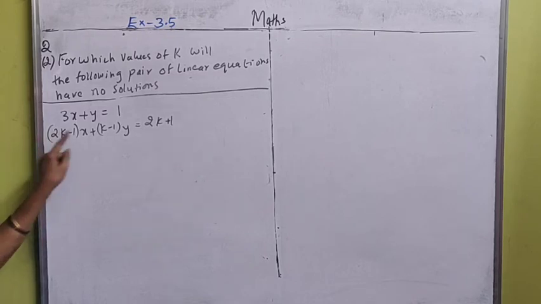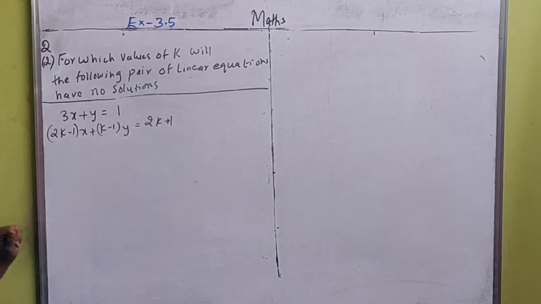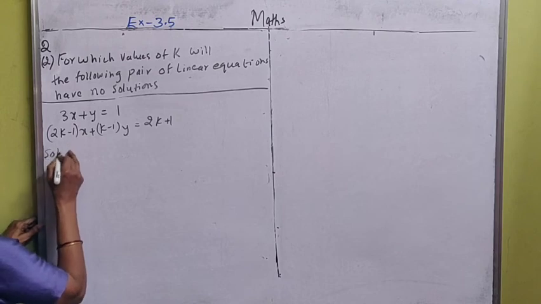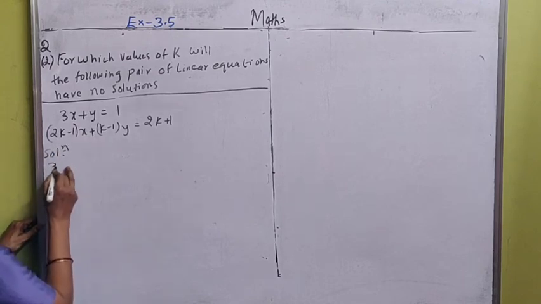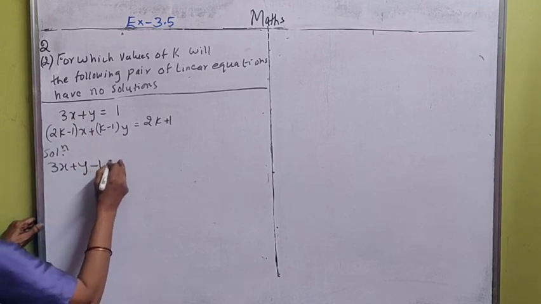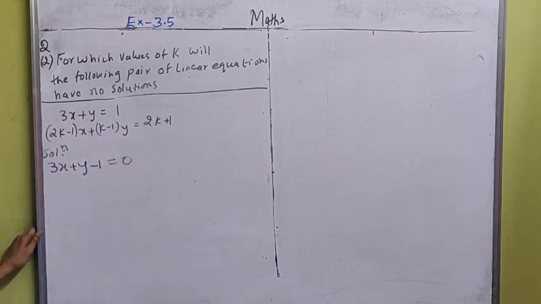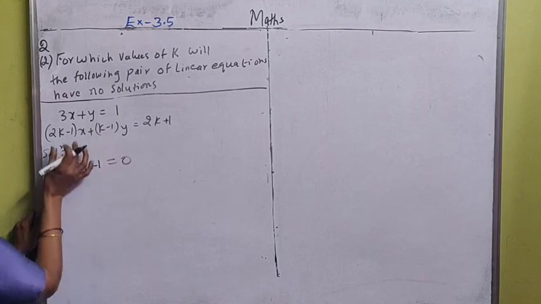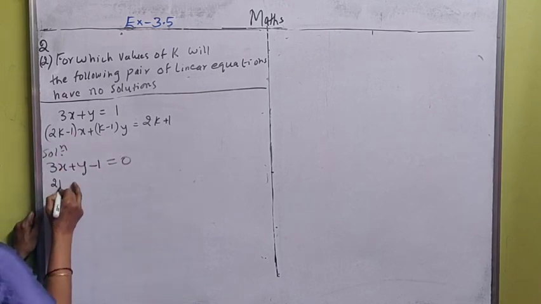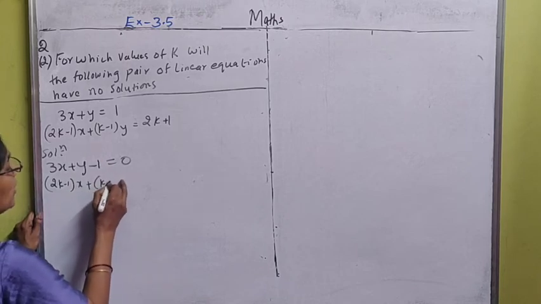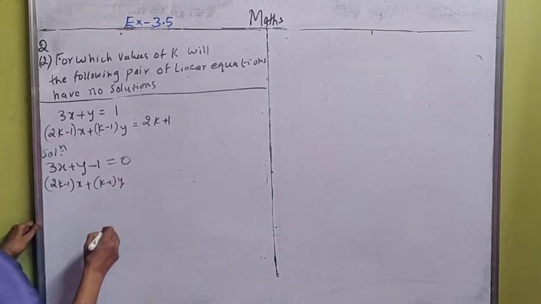Okay, first let us see, is it in the general form? No, let us keep it in general form. So, solution. What I am going to do? 3x plus y is equal to 1 is given. Minus 1 from that side, if it comes to this side, minus 1. So 3x plus y minus 1 is equal to 0. Let us take the second equation. Binomial term, keep it in the bracket, it will remain as it is, plus again binomial term, keep it in the bracket, it remains as it is.